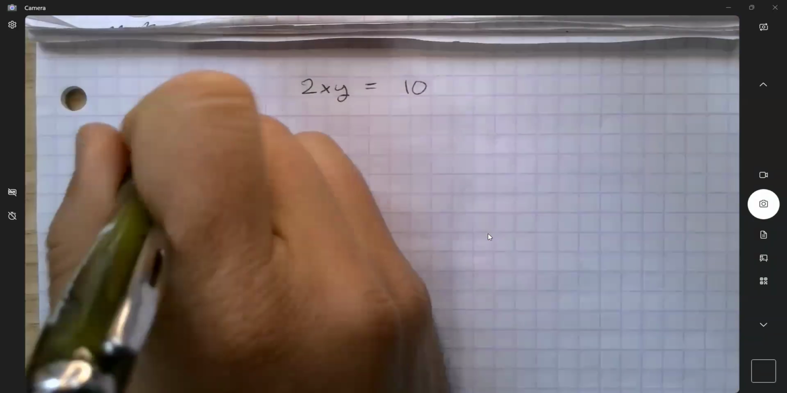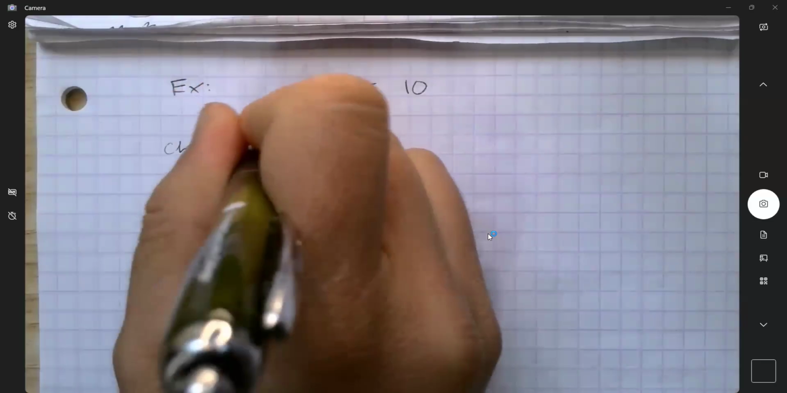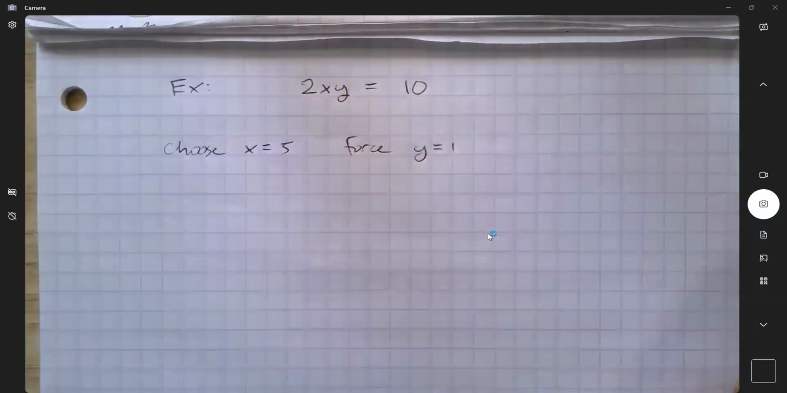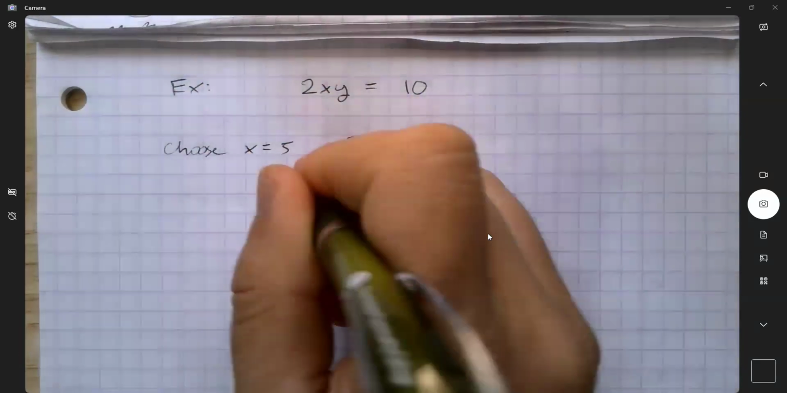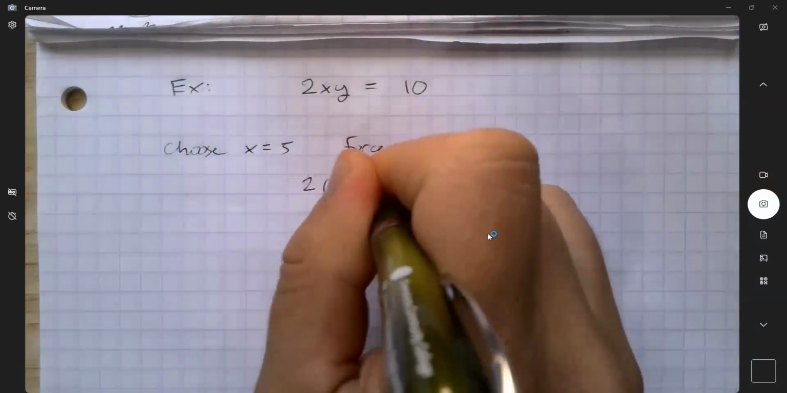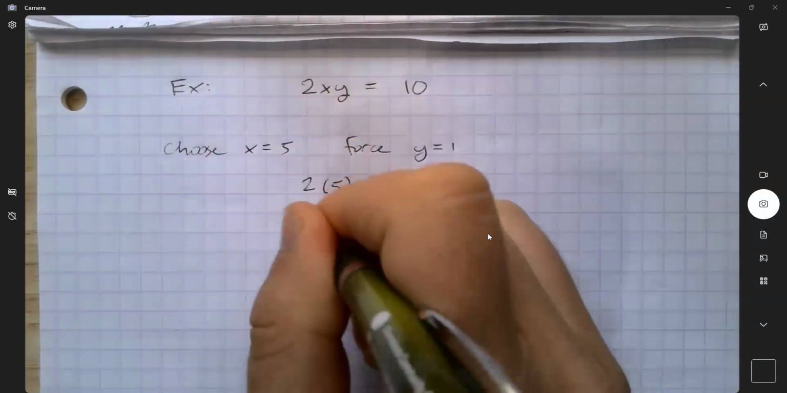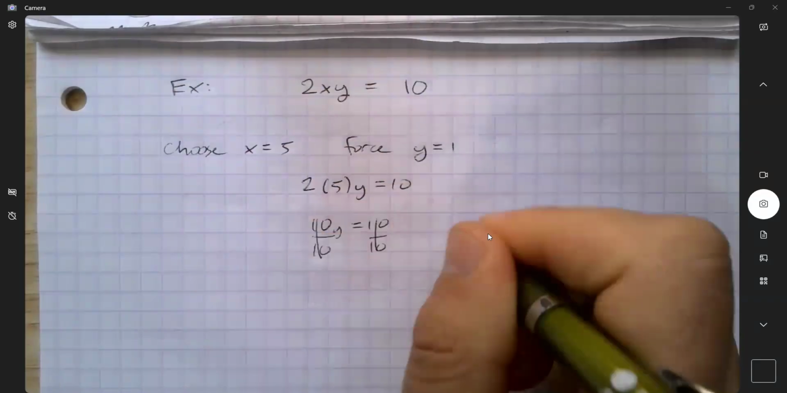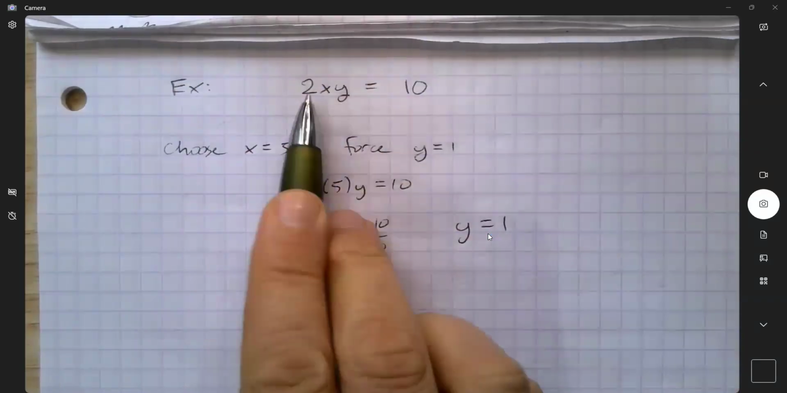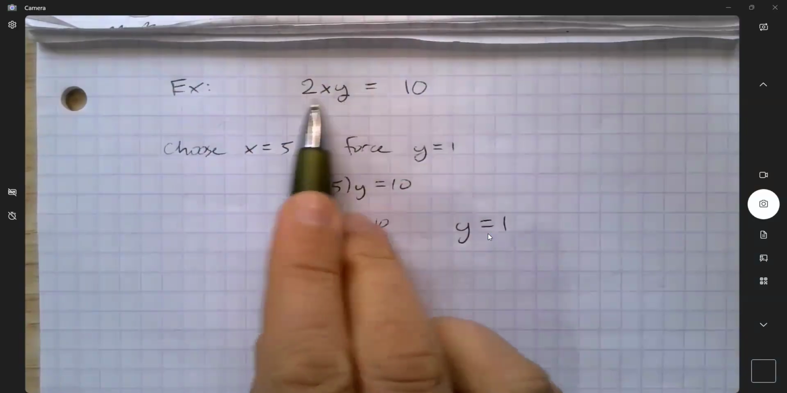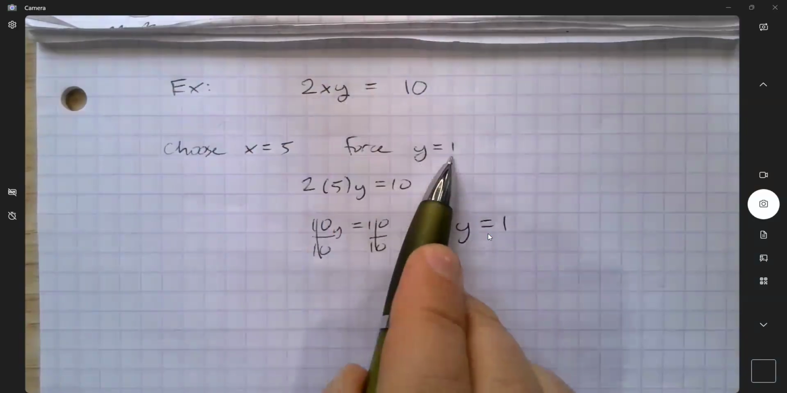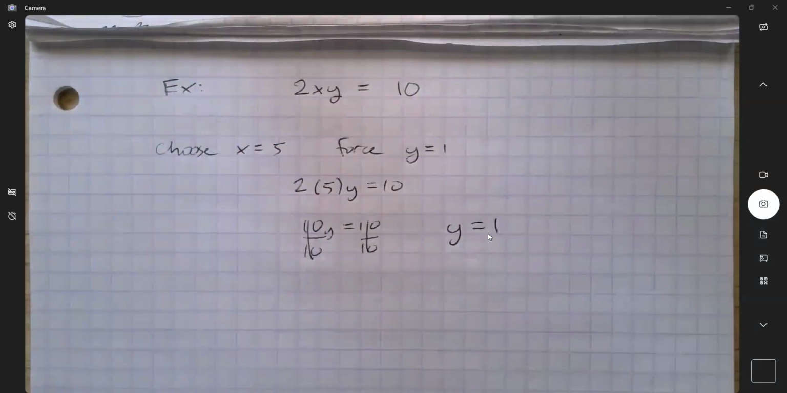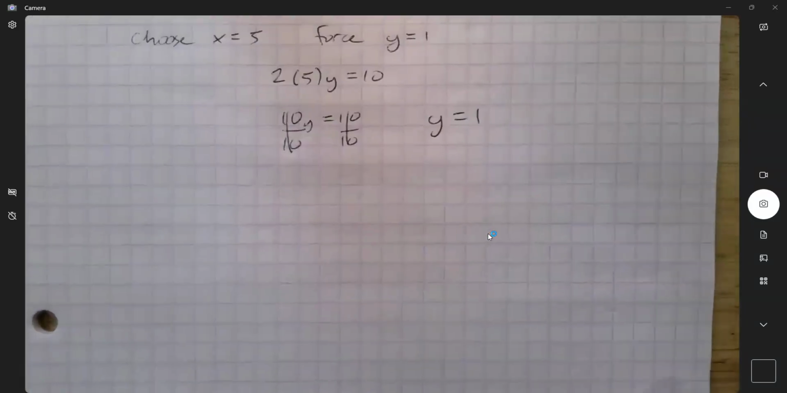Right? Now, if I choose x equal to 5, this is going to force y equal to 1, because as soon as I write the 5 there, I'm saying 10 times y equals 10. Aha, y must equal 1. If x is 5, the only number that will make this whole equation true is y equals 1. So I can figure it out that way, but it might be a little simpler if I just solve for one of my variables.